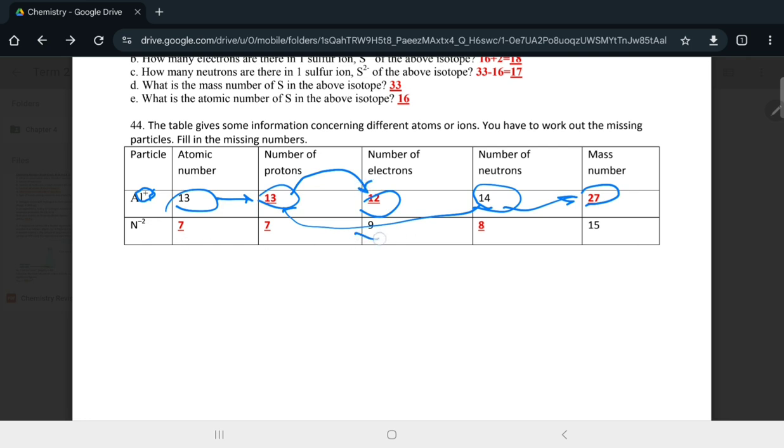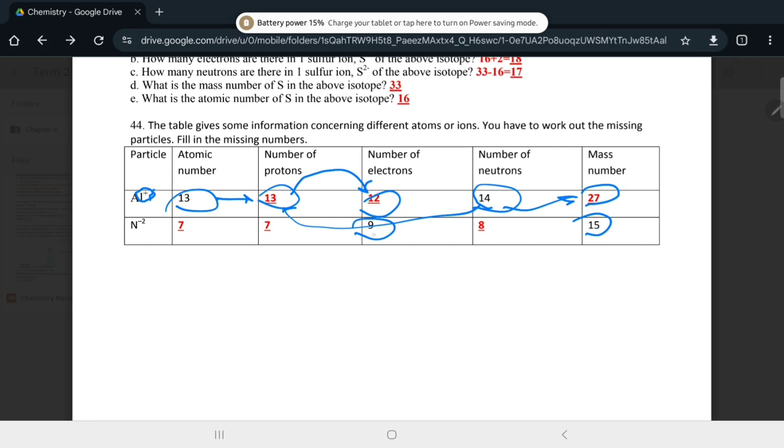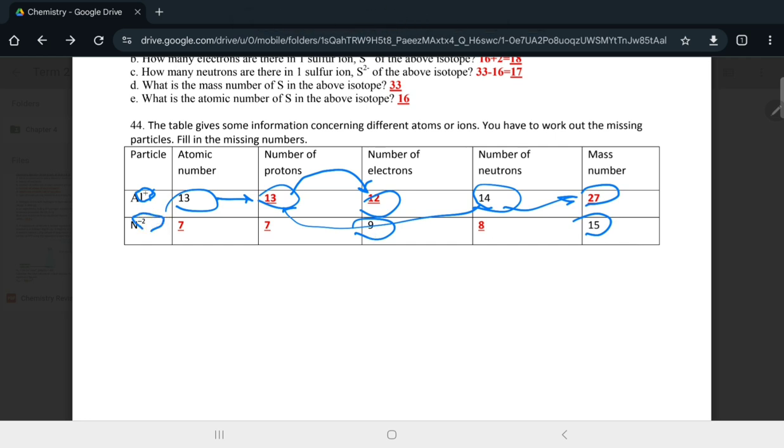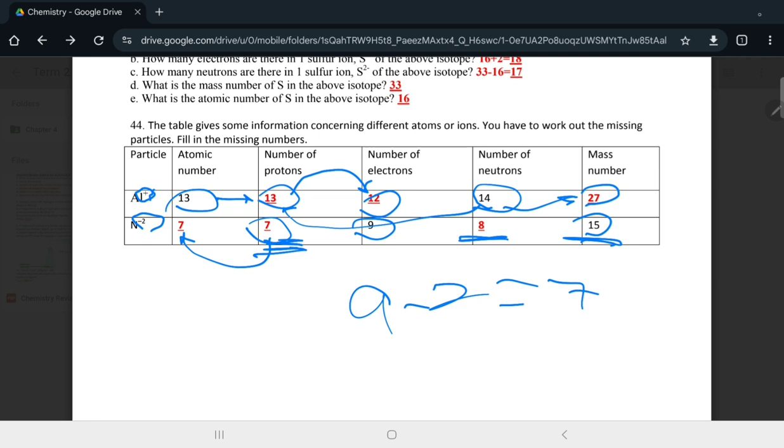Okay, they gave you the number of electrons and mass number. Electrons here is 9. Here it's minus 2. Remember, for the electrons, you copy paste. So it's 9 minus 2, which will get you 7. Since the protons is 7, it's also going to be 7 atomic number. And since you already have the protons, you do the mass number minus the protons, which will get you the mass number, which is 8.